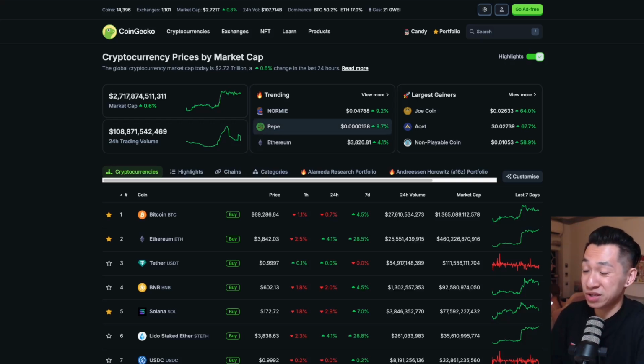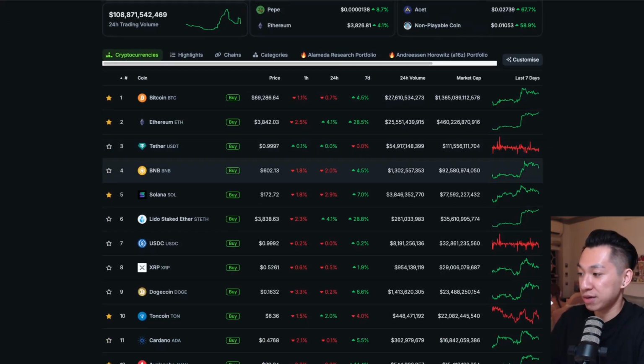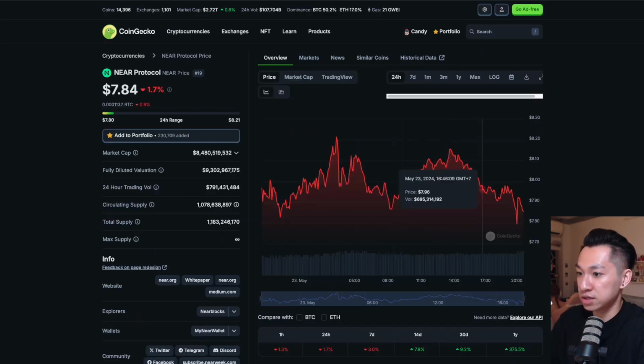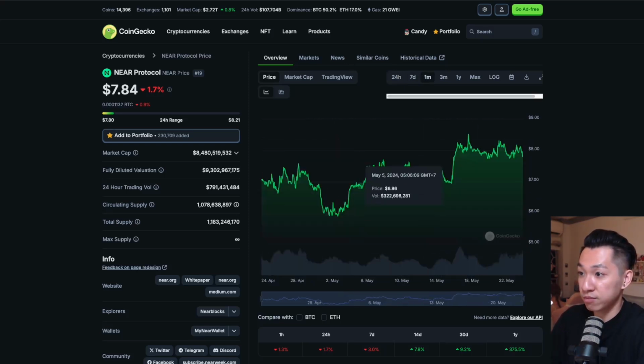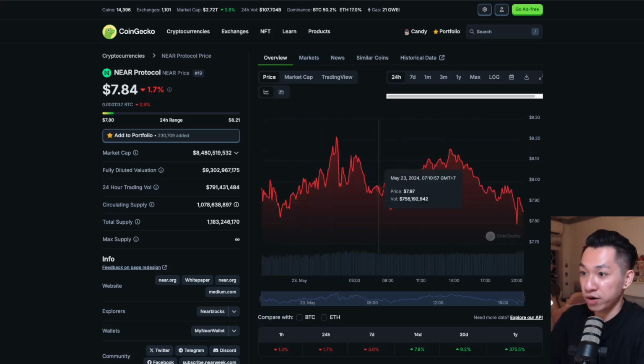So CoinGecko is a place where you can find all the basic information about the cryptocurrency that you are looking for. For example, let's look at NEAR. This is the typical CoinGecko dashboard. You can see the price charts over here. This is the time frame of the chart itself. So this is a whole month. This is 24 hours you're looking at.